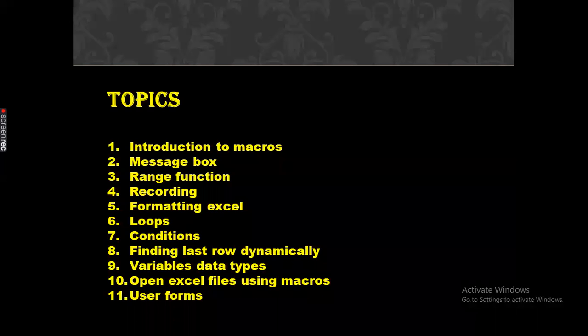As part of the Excel macro sessions, we have already covered a few topics and we are discussing loops. In loops, we have already covered the for loop and one real-time concept on the for loop. Today we are going to learn the while loop, as well as what a variable is, how to declare a variable, and what the different data types are. Variables and data types we will cover in the upcoming sessions, after completing the conditions and finding the last dynamic row. Today we are going to learn the while loop and how to declare a variable.